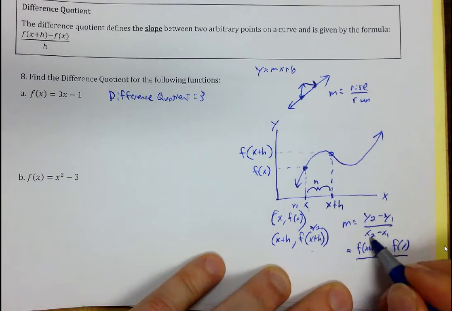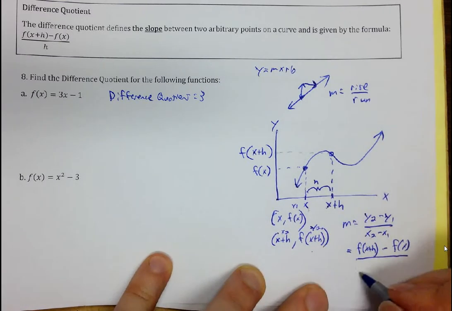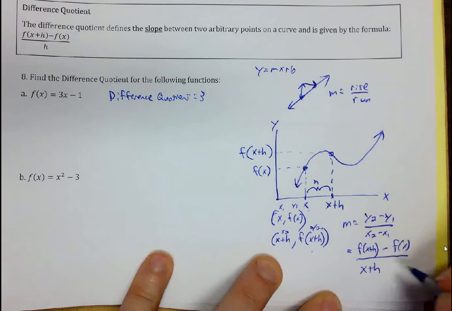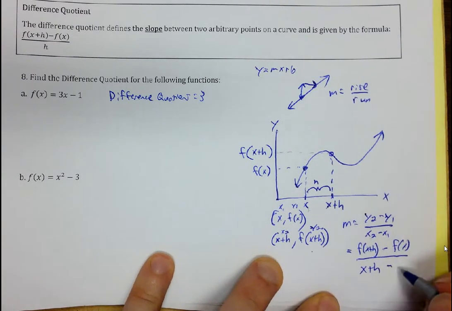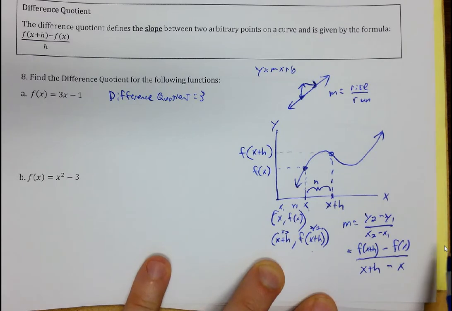And then I want to divide by x2 minus x1. So this is my x2, x plus h. And then x1 was just x. So subtract x. This can simplify a little bit. We can't simplify the numerator here. But in the denominator, we've got an x and a minus x, which we can cancel out.